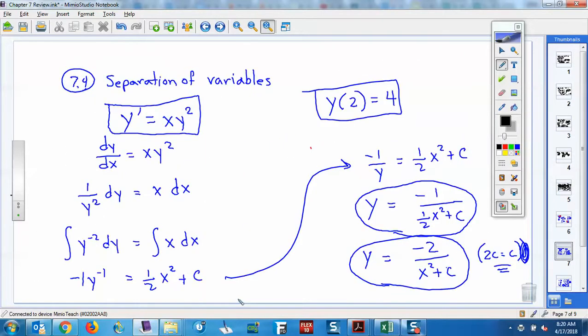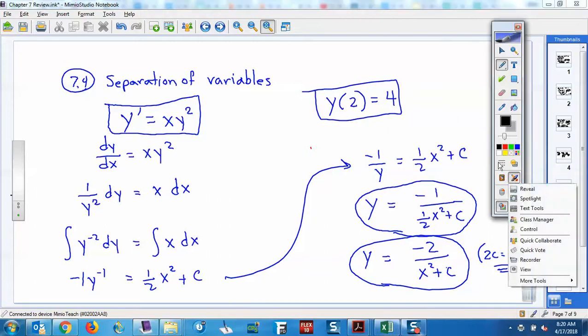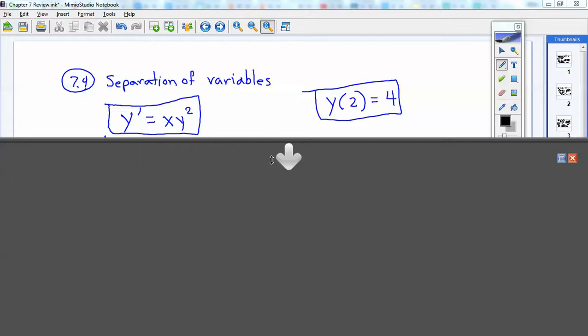So let's go over to here. So let me have you try this problem right here. Go ahead and try this one. So it's a little bit like that one we did, number 19.